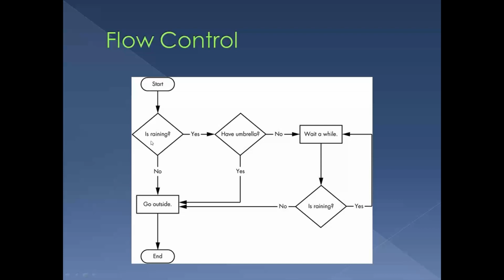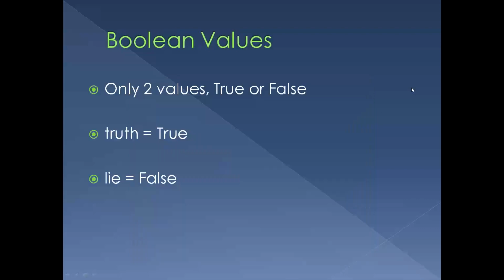In this case, the first value we're testing for is, is it raining? If it is raining, then the next step is go check to see if there's an umbrella. If there's no umbrella, wait. If there is an umbrella, then you go outside. All right. So these are different decision points in the flow of a program.